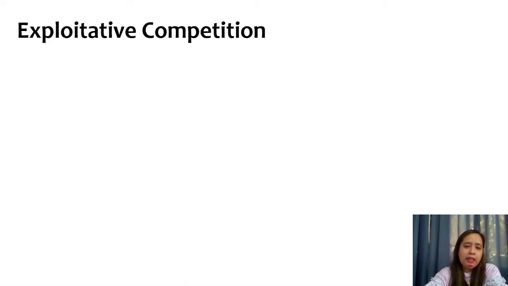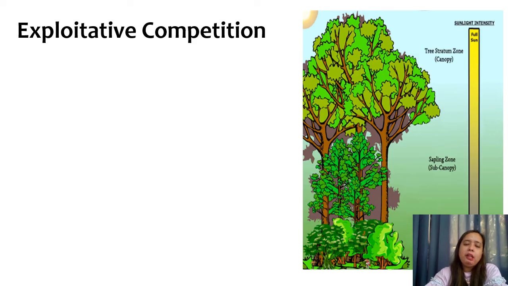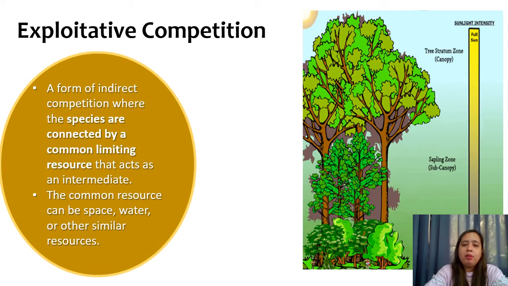Then we have the exploitative competition. Exploitative competition is better explained if you have a forest, no, a canopy. Meron tayong pinag-uusapan dito kung saan there is a limited resource, which is sunlight. And because of that, it's an indirect competition where species are connected by a common limiting resource that acts as an intermediate. So, usually this is space, water, resources, or sunlight.